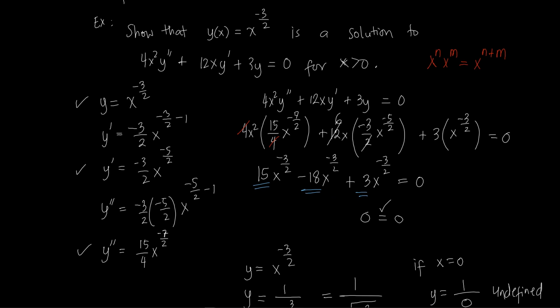Okay? So, ito yung exponent, binaba. So, kaya nalagay yan dyan, negative 3 halves. Tapos, yung negative 3 halves minus by 1. Okay tayo doon. Yes, sir. Okay, thank you, sir.